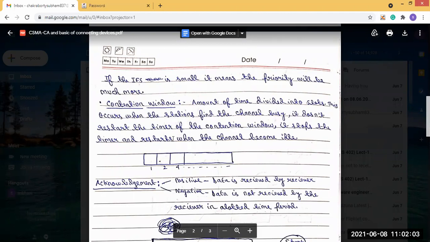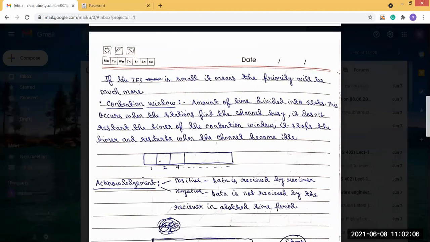Say there are 4 stations present: station A, station B, station C, and station D. At first, when station A senses the transmission channel, it finds that the channel is busy. Then what will it do? It will wait for some time. So at first it waits one amount of time. After that, it senses the channel again, but this time also it finds the channel busy, which means some other station is transmitting now.